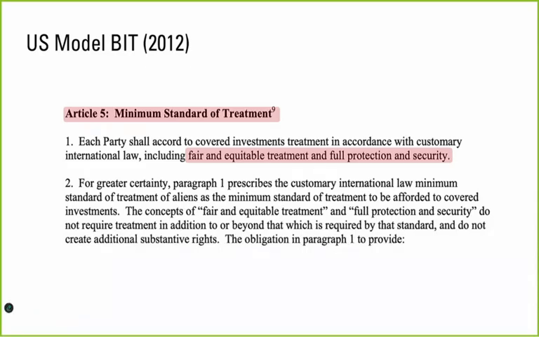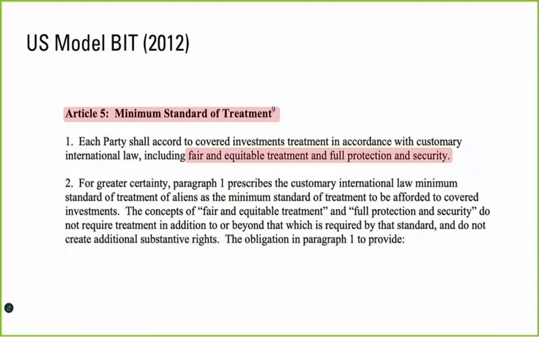The US Model BIT, for example, Article 5, minimum standard of treatment, tells you basically that the minimum standard of treatment is about fair and equitable treatment and protection and security. They put them together in the same provision, one after the other. So a lot of tribunals, when the treaty looks like this, consider them to be two dimensions of the minimum standard of treatment, for example. So two sides of the same coin, and they treat them in the same way.